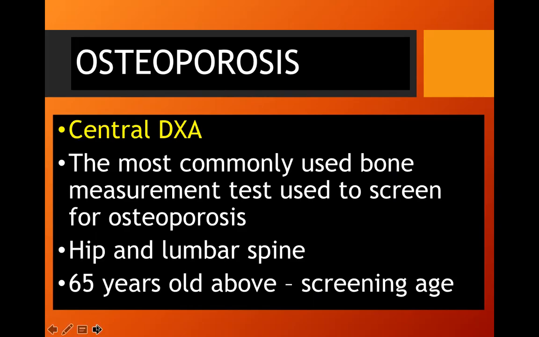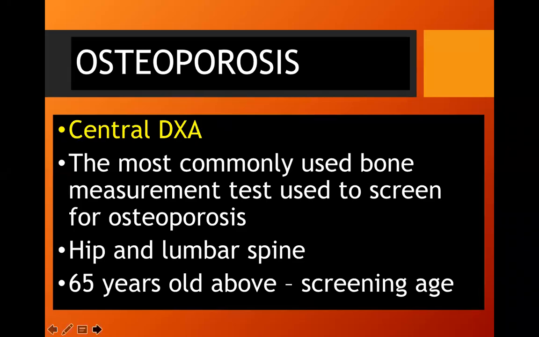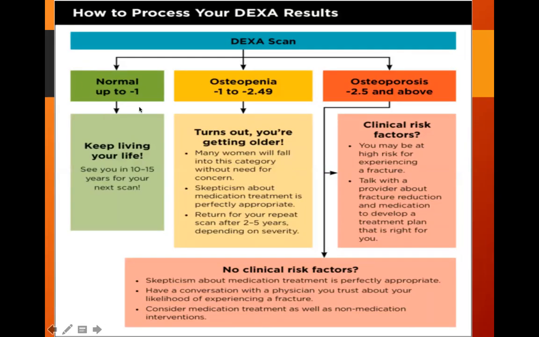And how do we interpret that? Okay, the DEXA scan, that's the central DXA. The normal is up to -1. I got this from the American Society of Osteoporosis. Osteopenia is from -1 to -2.49, and the osteoporosis diagnosis is -2.5 and below.